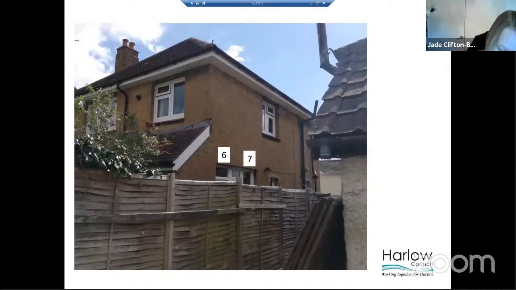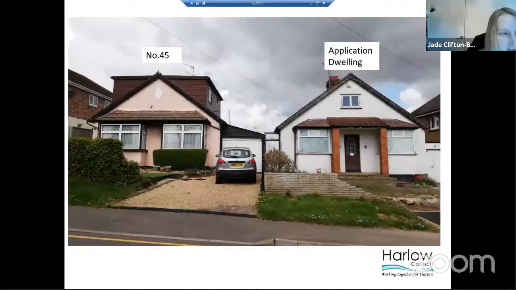So the daylight and sunlight assessment concludes that all neighbouring windows serving habitable rooms pass the relevant BRE standards for daylight and sunlight, and the overshadowing to gardens and open spaces test is met. It should be noted that the daylight and sunlight assessment was based on the originally submitted plans, and amended plans have subsequently been received, which reduce the depth of the proposed dwelling, which would improve the results. This shows the relationship between number 45 and the application dwelling.